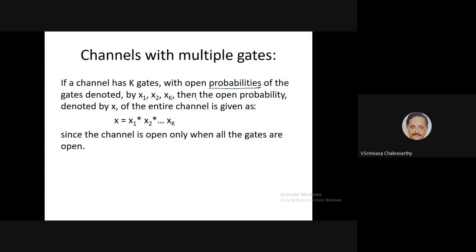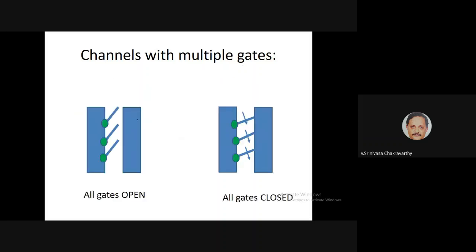So since we have now switched to the probability perspective, if x's are the probabilities of single gates being open, the probability of the whole channel being open is simply the product, because even if one gate is closed, the entire channel is closed. That's the kind of relationship we have between the gate closure and the channel closure.